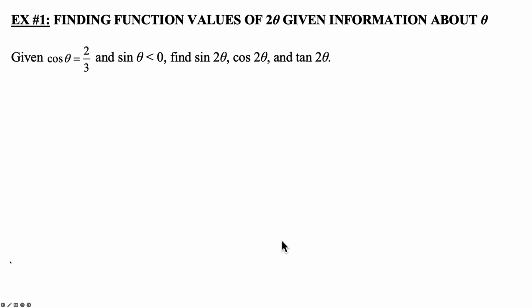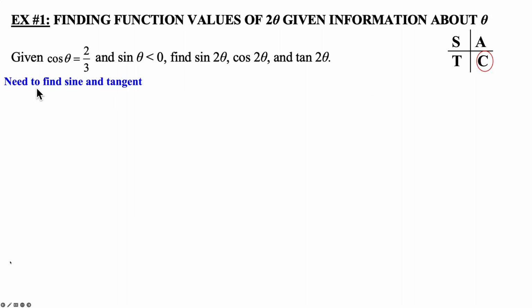Okay, example 1, finding function values of 2 theta given information about theta. So we're given that cosine theta is 2/3 and sine theta is negative. All right, so all students take calculus. We need cosine to be positive, that's 1 and 4, and we need sine to be negative, which is 3 and 4. So we're looking at a quadrant 4 angle here. Okay, so quadrant 4 angle for theta.